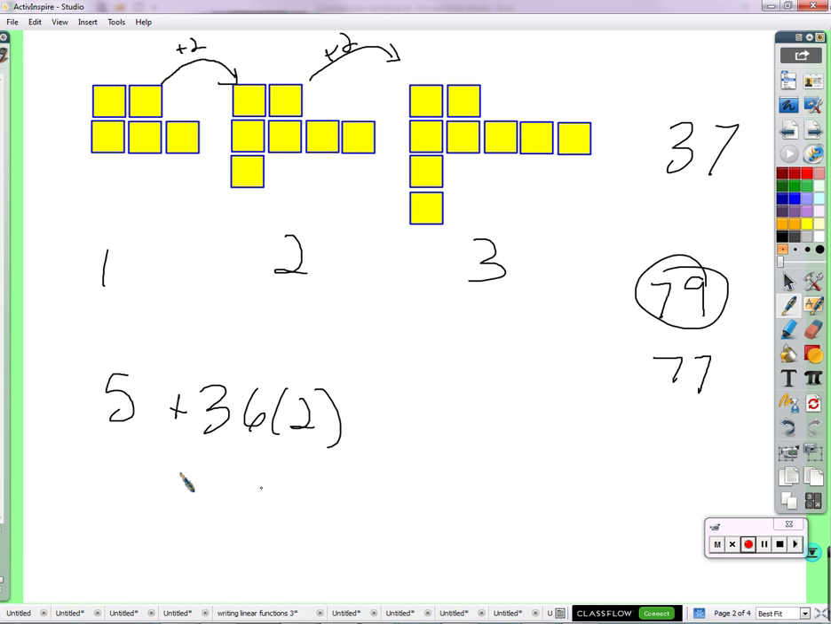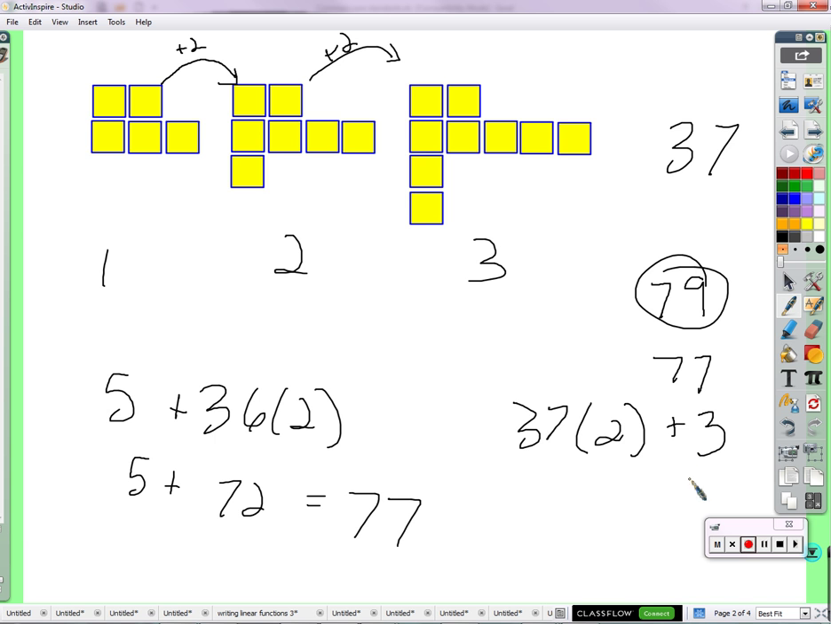Okay. So 5 plus 72 equals 77. So how might someone get 79? I don't know. They took 37 times 2 instead of 36. Okay, 37 times 2 plus 5, right, is how they would get 79. But we could do 37 times 2 plus 3. Plus what? 3. Plus 3. Right? Instead of plus 5, we can back up one.